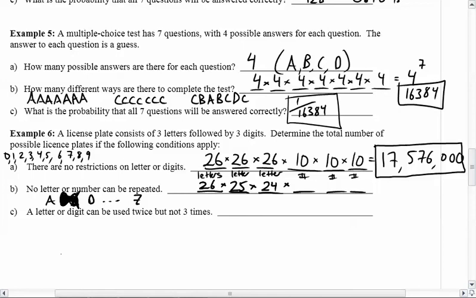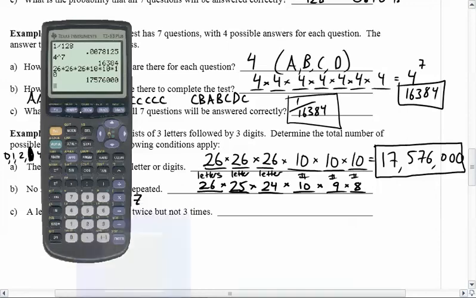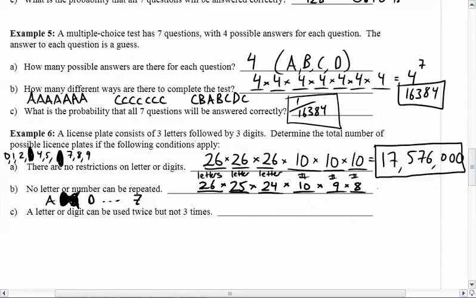Same thing with the numbers. For the first number, I can choose any of the numbers. But after I've taken that one out, I only have 9 choices left. And then after I've taken another number out, I only have 8 choices left. So if I'm not allowed to repeat, then I have much fewer license plates. 11,232,000. Not enough for Beijing.